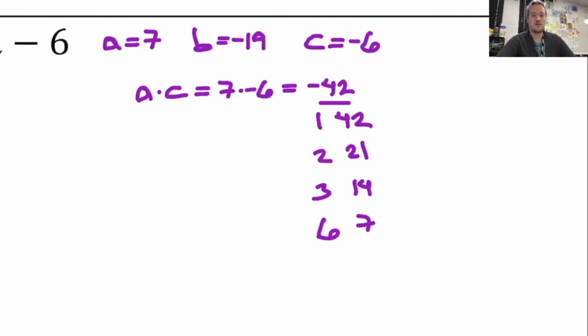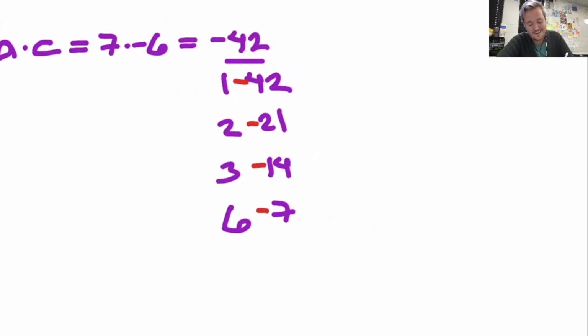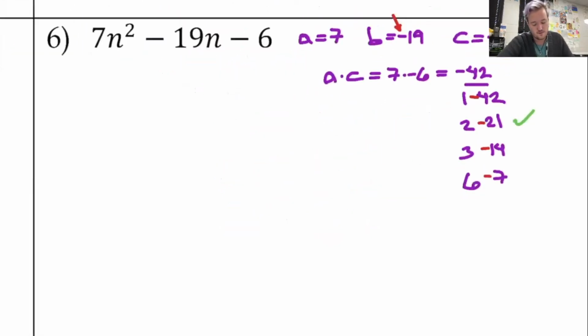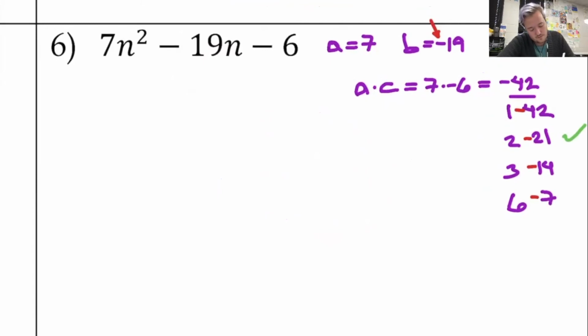Now keep in mind, because our number is negative, that means one of the factors has to be negative. And because the b value here is negative, that means our bigger number has to be negative. All right, so to add up to a negative 19, we want 2 and negative 21. So those are the factors that we're going to use. All right, so I'm going to split negative 19 in.